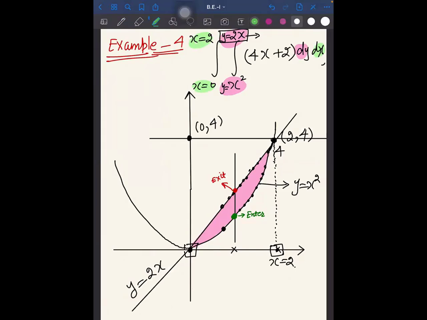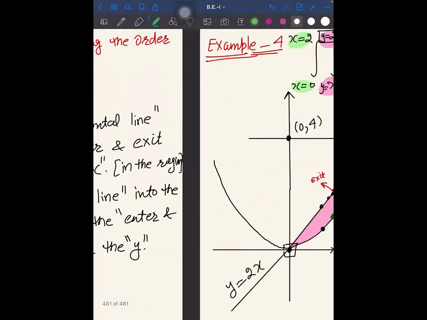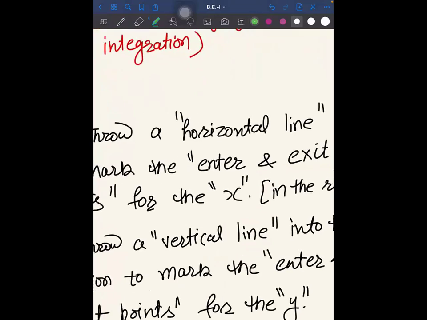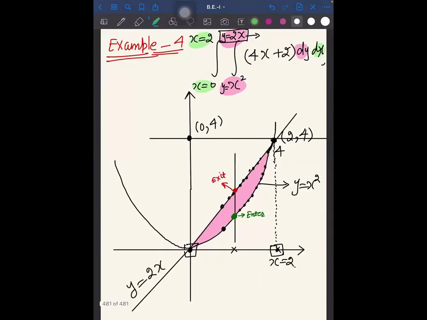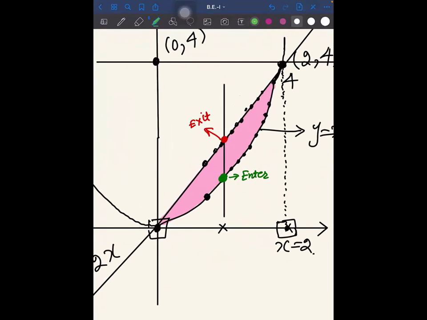That means instead of x, we want to keep our y constant, right? So how are we going to do it? For x, we need to throw a horizontal line into that, and we'll keep y constant. If you want to take the y stretch constant, you check the whole thing: your y starts from 0 and goes to 4. These are the possible ranges of y.